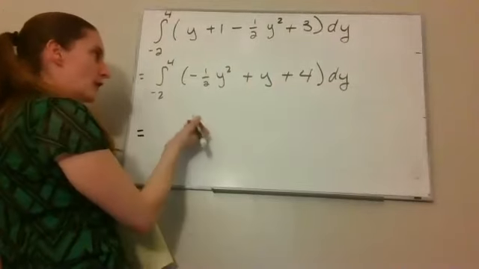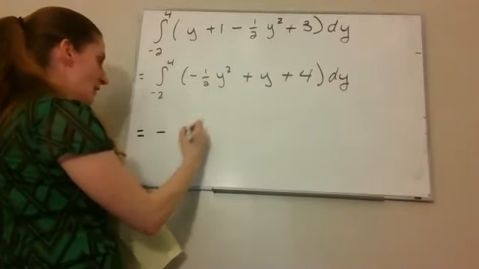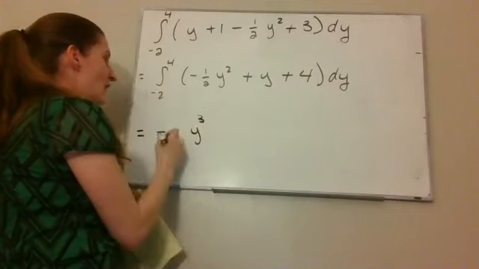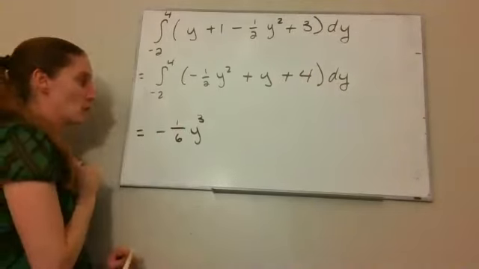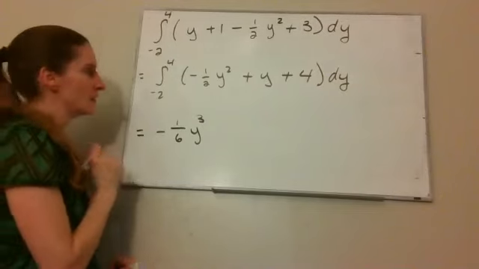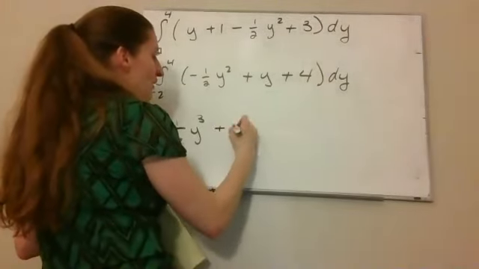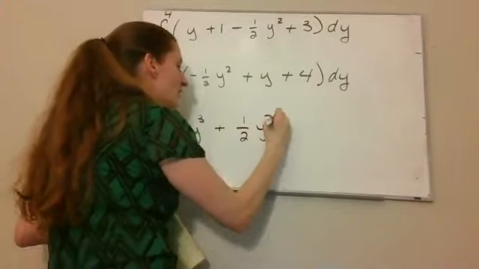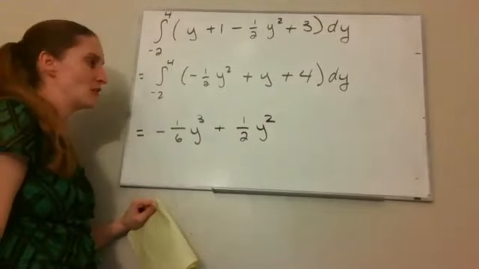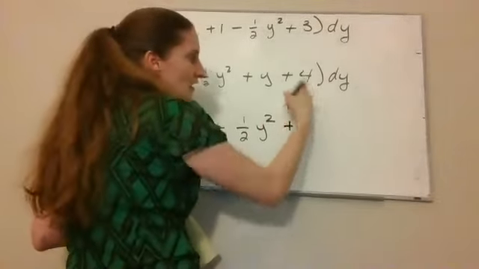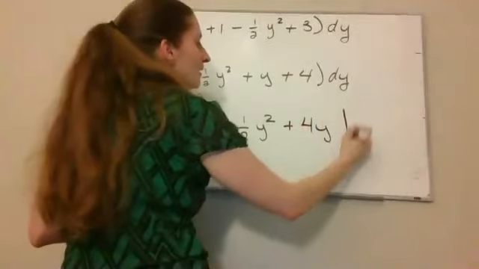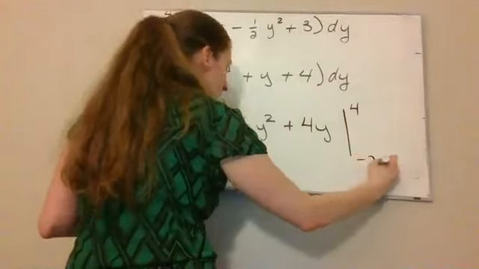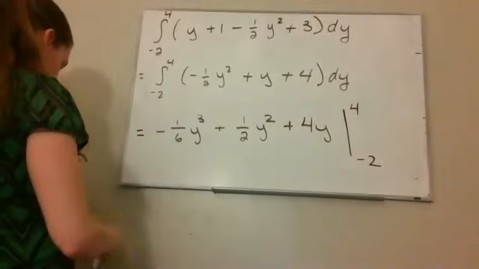So my power rule says that I'm going to add 1 to this exponent and divide by that new exponent. That makes that a negative 1/6 in the front. And then power rule says add 1 to that exponent and divide by the new exponent. And the antiderivative of 4 will be 4y. Then we just need to plug in our bounds of integration.